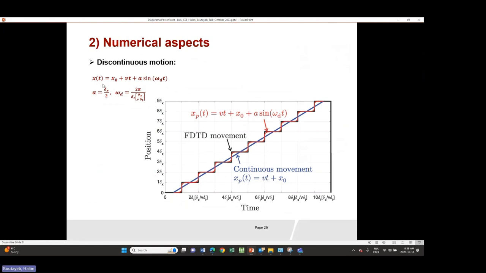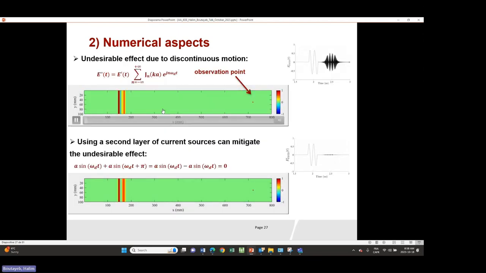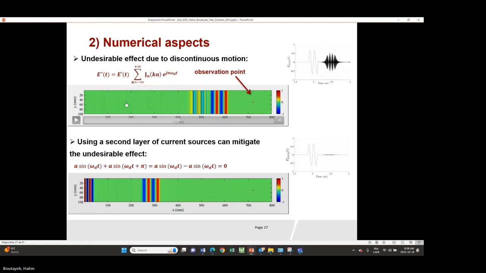So we see that the motion can be approximated by this formula in FDTD. Because of this, what happened is, you see it here. Okay, I stop here. I will stop this one too. When we have a plane wave source, we have here a plane wave source. I should stop here. Propagating in this direction.